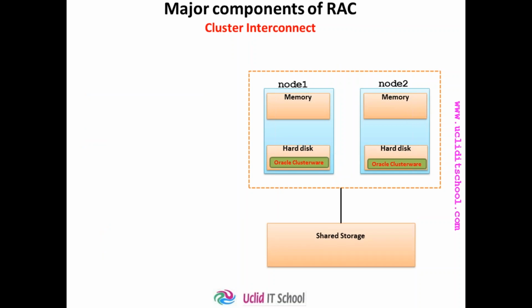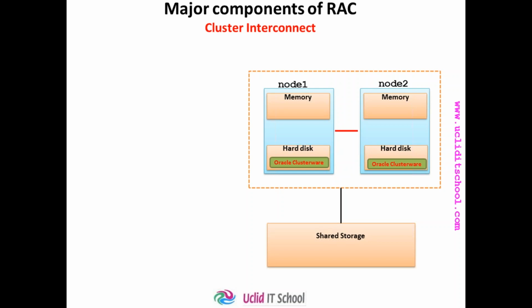Next component is cluster interconnect. As I told you, cluster interconnect is nothing but a network which connects all the servers in the cluster, which allows a server to communicate with other servers in the cluster. This network is often implemented as a private network, which is available only to the cluster nodes.